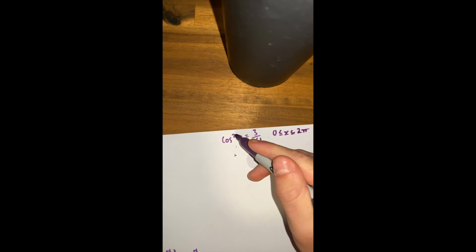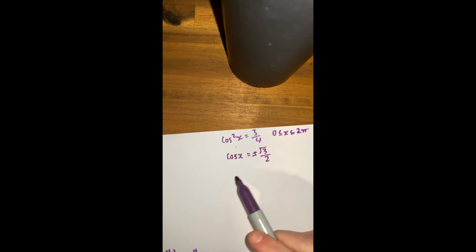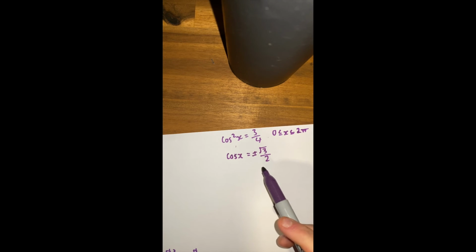Now the first thing we want to do is remove the square in the cos function. So by doing that we get cos x equals root 3 on 2. Note that root 4 is just 2. And remember, it has to be plus or minus. Now the first thing we want to do is find the related angle. So for what angle is cos equal to root 3 on 2?